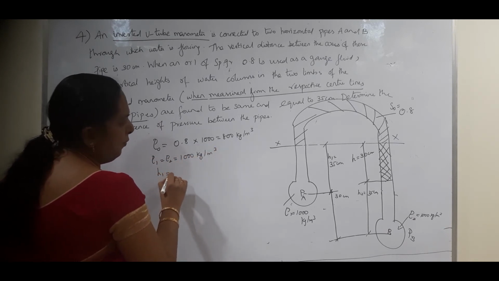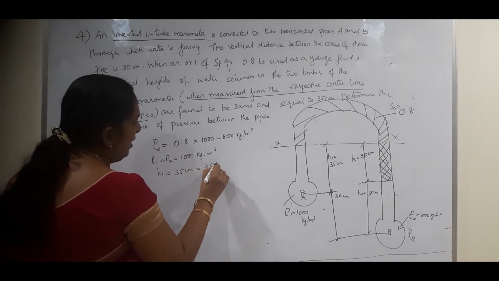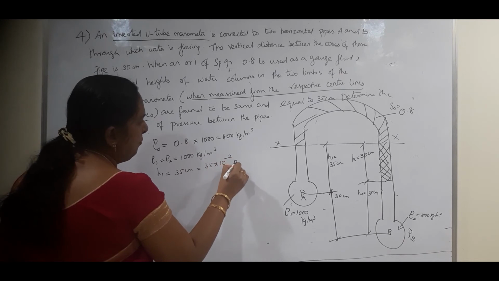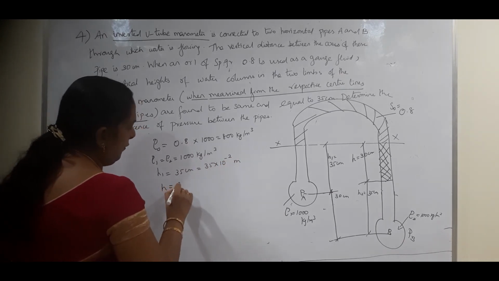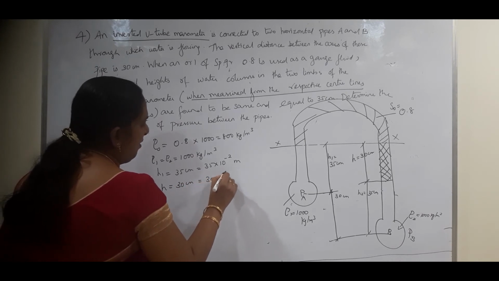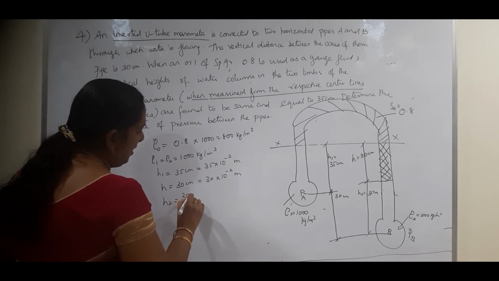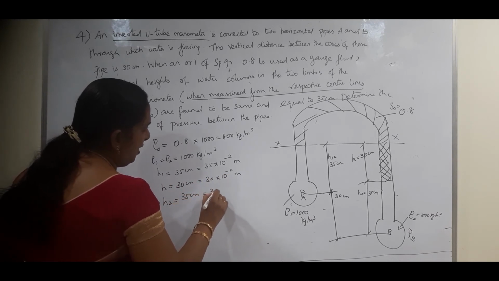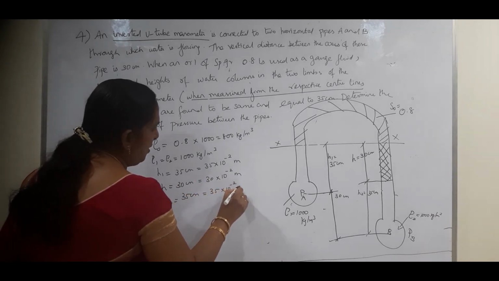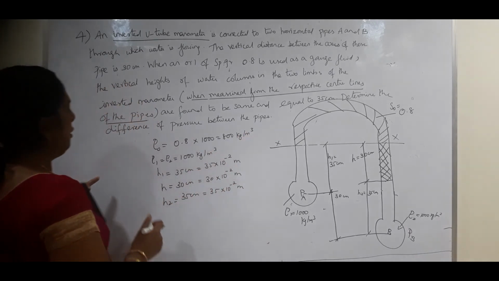H1 is equal to 35 centimeters, that is 35 into 10 to the power of minus 2 meters. H is equal to 30 centimeters, that is 30 into 10 to the power of minus 2 meters. H2 is 35 centimeters, that is 35 into 10 to the power of minus 2 meters. So once you are able to picturize it, then we will know what is to be found out.